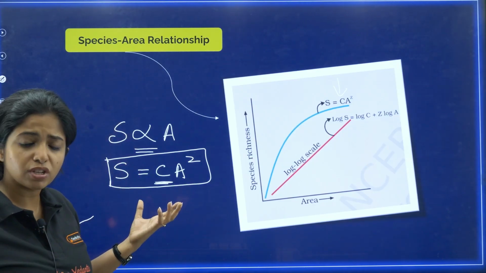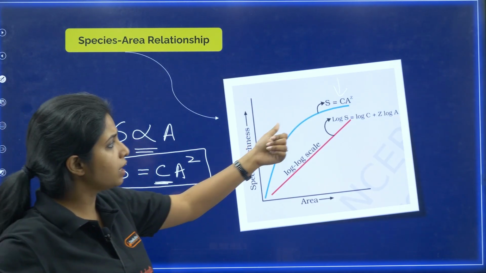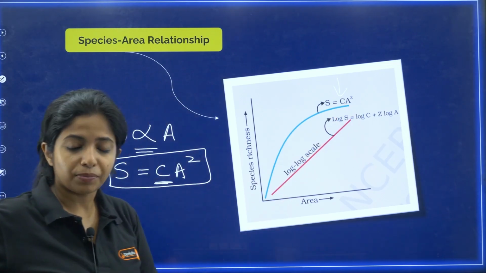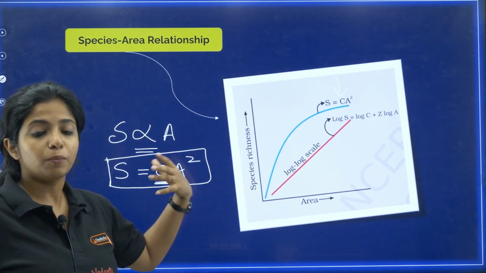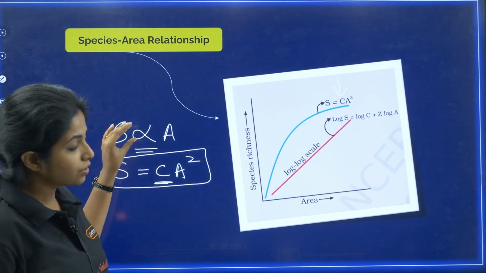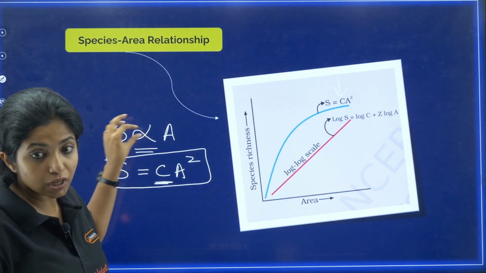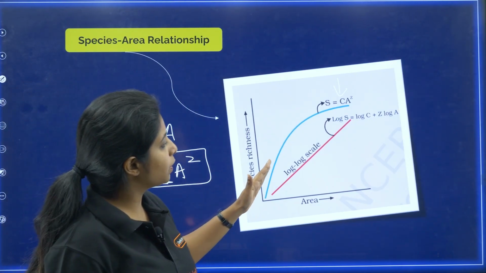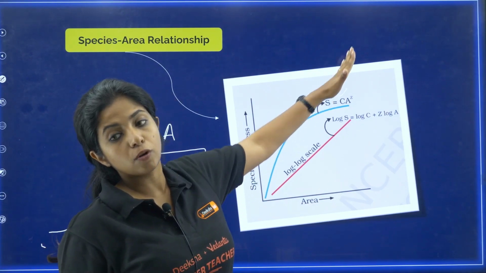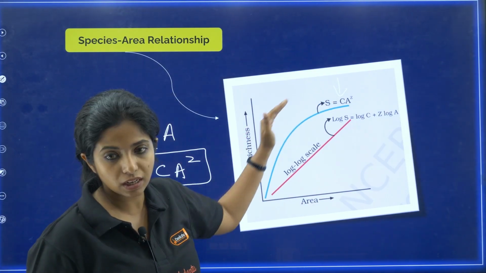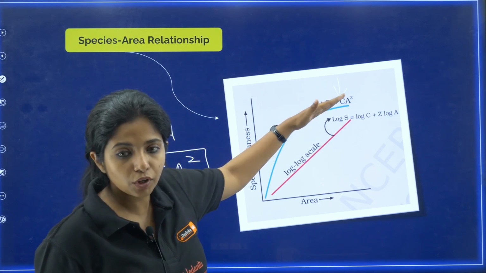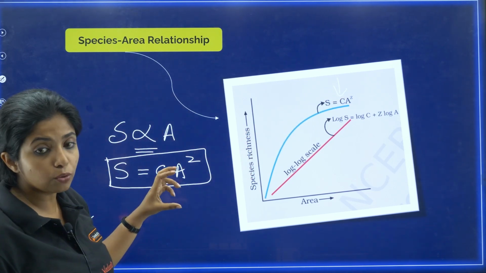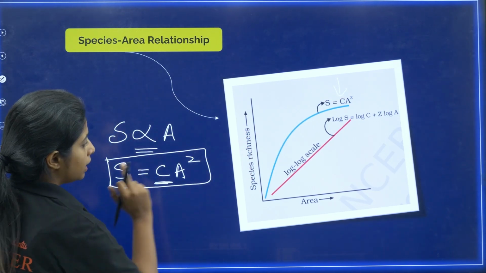Mostly children have this confusion: how do you get this particular formula, that is S equals C A to the power Z. This is the reason for that. It cannot be completely proportional. If it was completely proportional, as we go up in area, the species richness should also keep going up. It should not be a curved shape like this. Since it is going to get stable at some particular point, we say it is proportional but not to the entire limit. So I will put it like this.